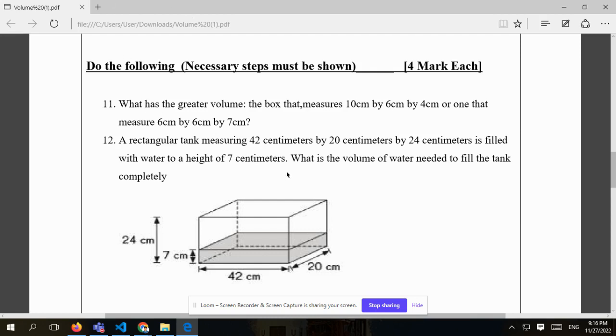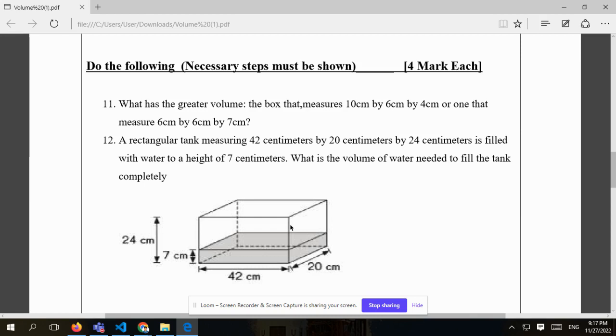A rectangular tank measuring 42, 20 and 24 is the bigger one. It is filled with water to a height of 7 centimeter. What is the volume of water needed to fill the tank completely? Very easy problem. What you have to do is take the volume of the bigger tank, then take the volume of the water, and then subtract.